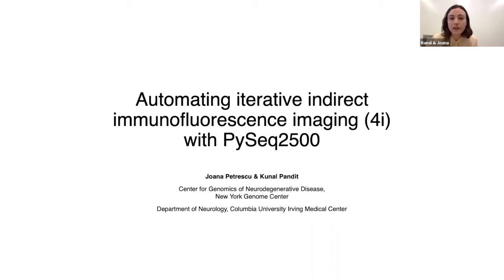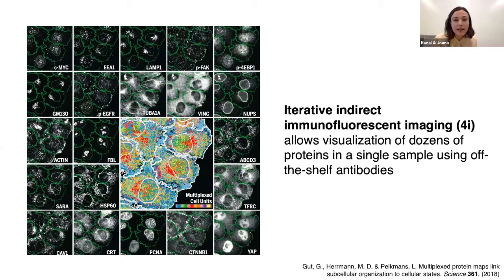So first, 4i was developed by the Pelkmans Lab, and it allows you to visualize dozens of proteins in a single sample using unmodified off-the-shelf antibodies. And as you can see in this image, the Pelkmans group developed this method for use in cultured cells, but we wanted to adapt it for highly multiplexed immunofluorescence of mouse and postmortem tissue sections. We thought this was a particularly appealing method because it would allow us to customize our own antibody panels using not only cell type markers, but also antibodies for pathological features that had been clinically validated.